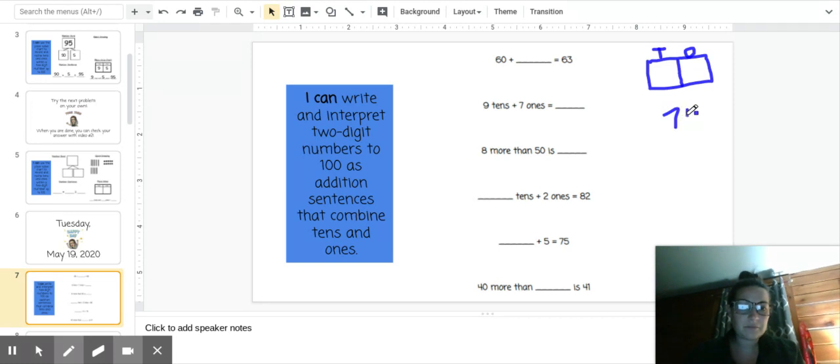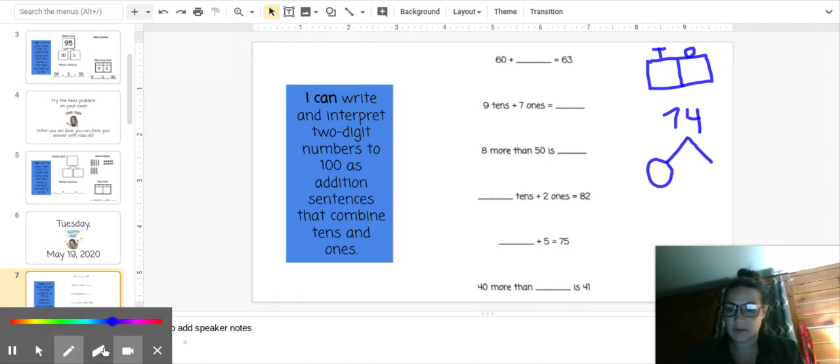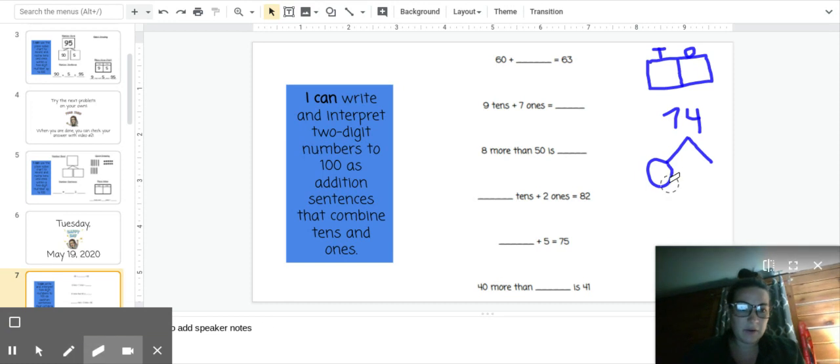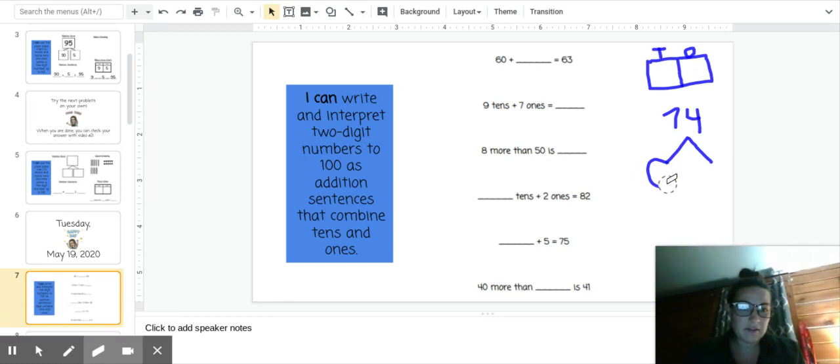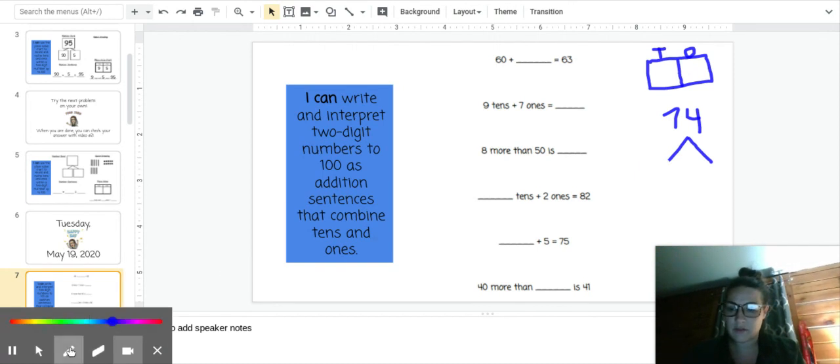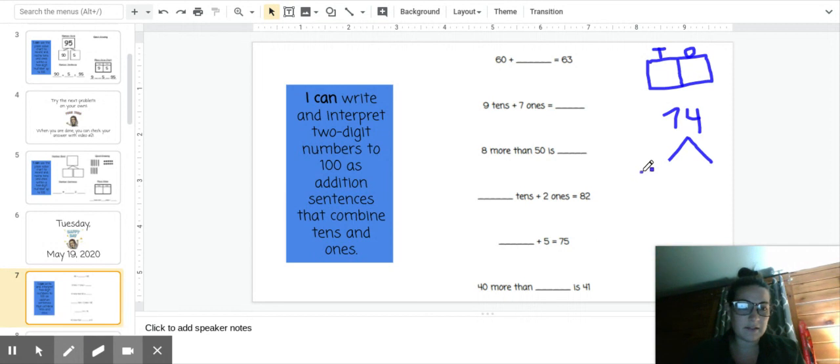The number of tens we had was 7, and if we were going to represent 7 tens in terms of individual units, right, that would be the same as 70 and 4 ones, right? Okay, so same thing.